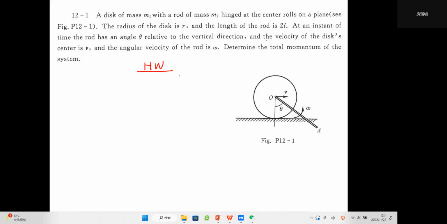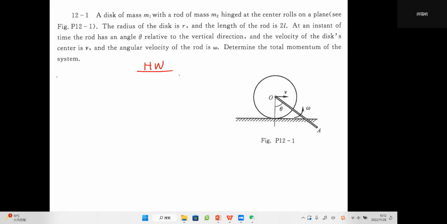And the velocity of the disk center is v. So this point always has a horizontal velocity of magnitude v, right? And the angular velocity of the rod is omega. So omega is known. Determine the total momentum of the system. So before we finish this problem, we should review what is momentum, right?